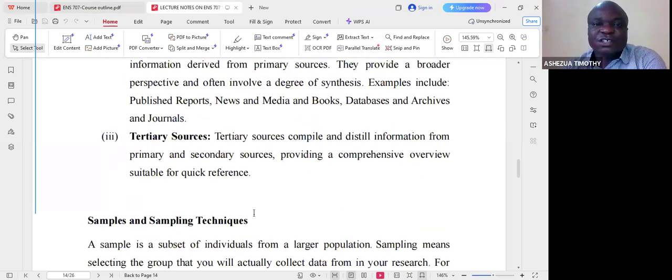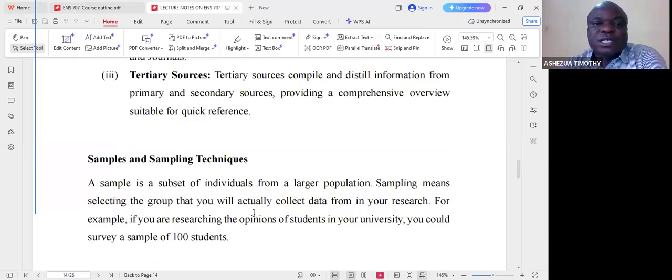Then we have tertiary sources. Tertiary sources compile and distill information from primary and secondary sources, providing a comprehensive overview suitable for quick reference. Now, tertiary sources combine primary and secondary, a tertiary source of information.